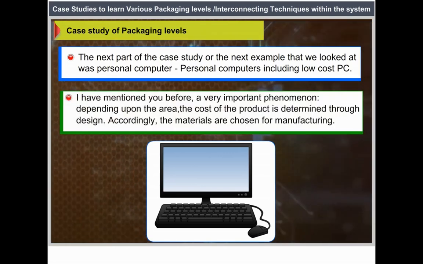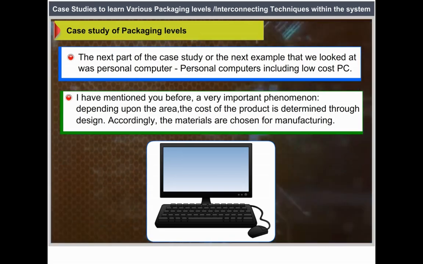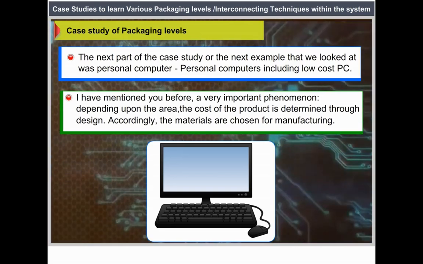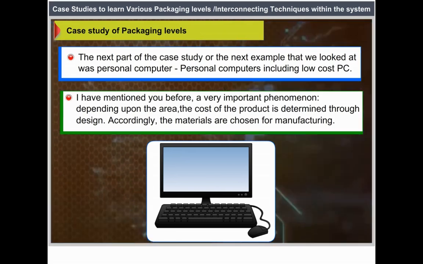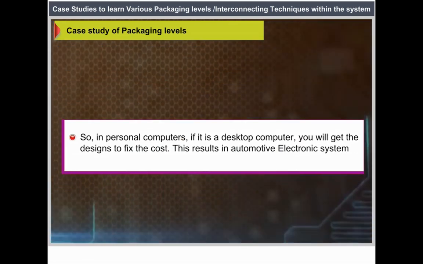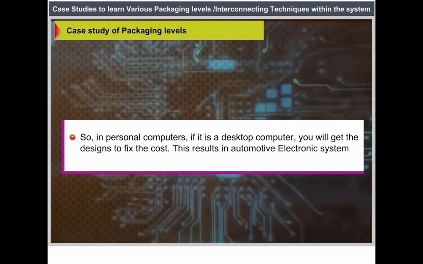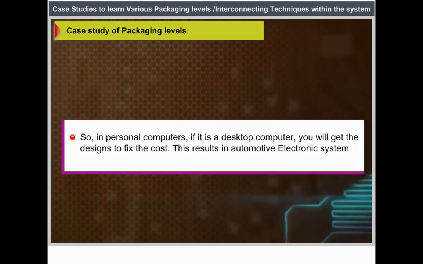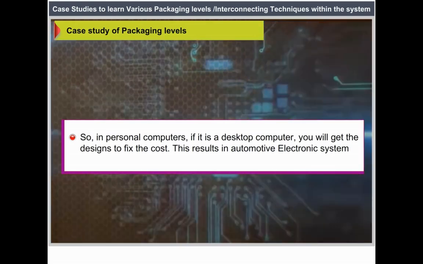I have mentioned to you before a very important phenomenon. Depending upon the area, the cost of the product is determined through design. Accordingly, the materials are chosen for manufacturing. So, in personal computers, if it is a desktop computer, then you will get the designs to fix the cost. Then the automotive electronic system.